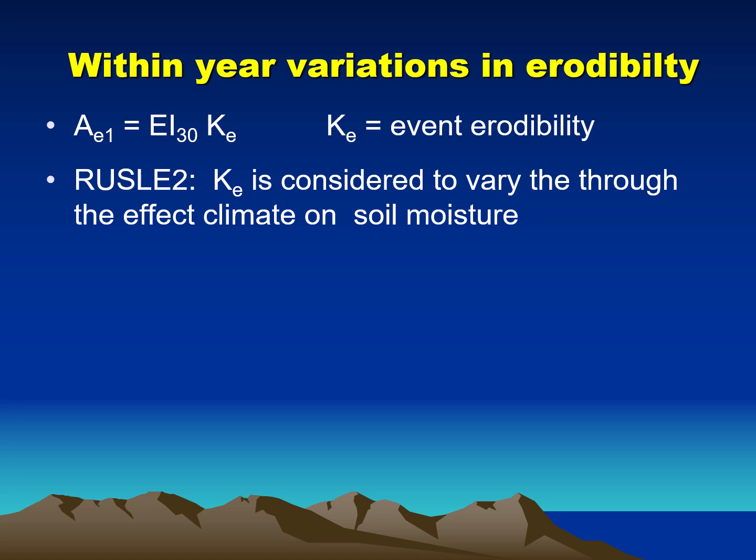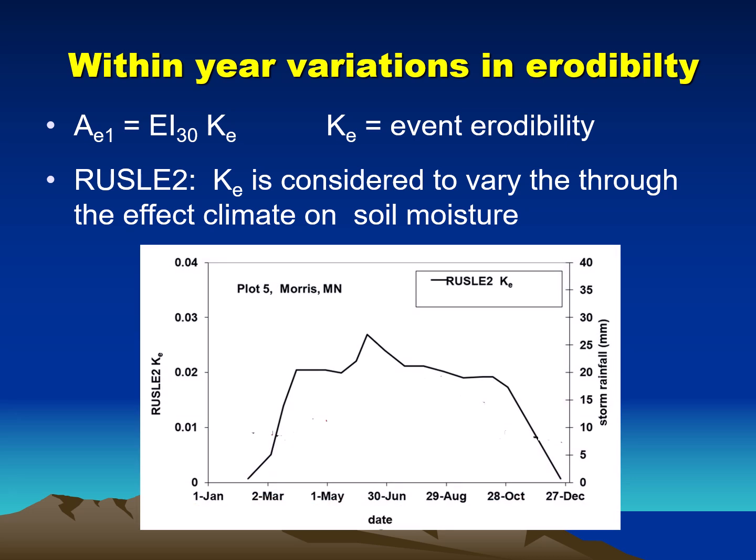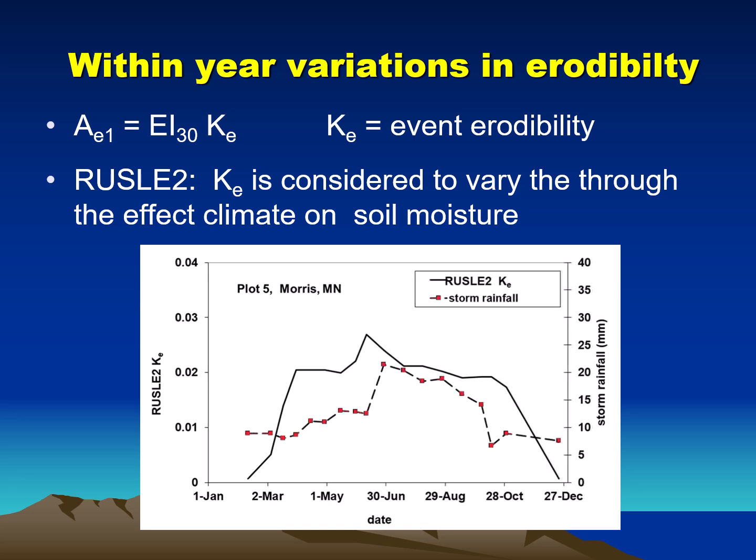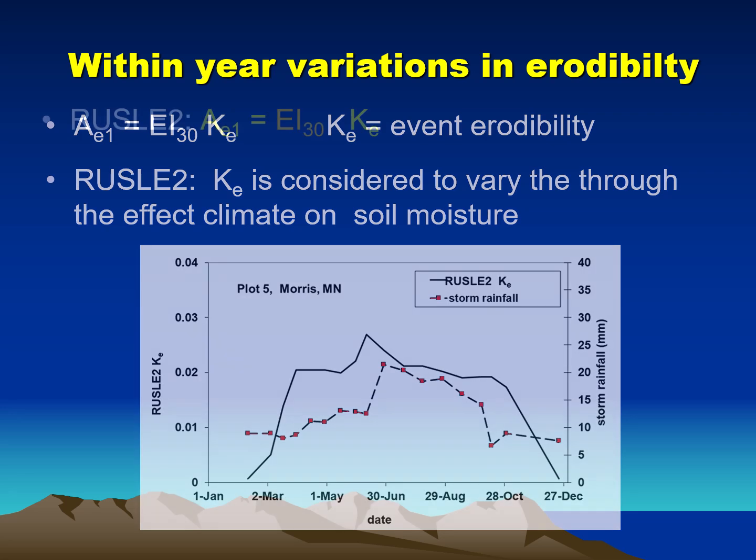In RUSLE2, this event erodibility index is considered to vary through time through the effect of climate and soil moisture. And this is the relationship that they have attained for that plot at Morris, Minnesota. Here we have a design storm that can be used to look at how that particular function works.